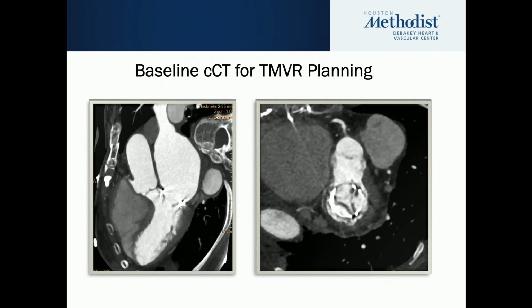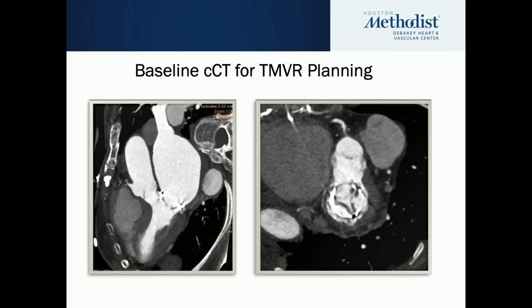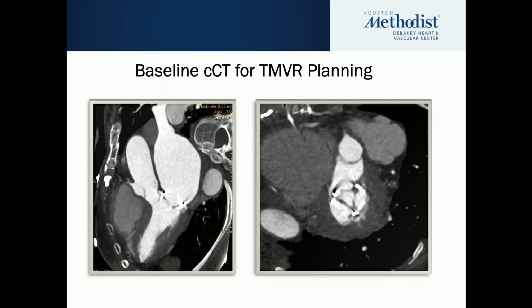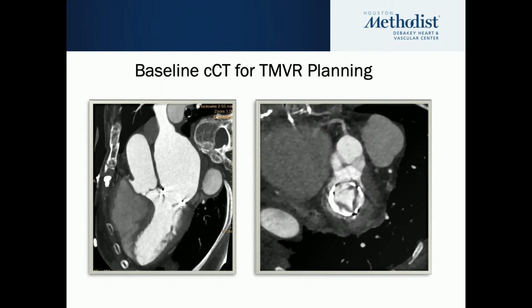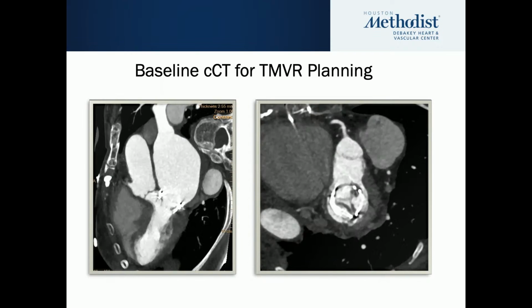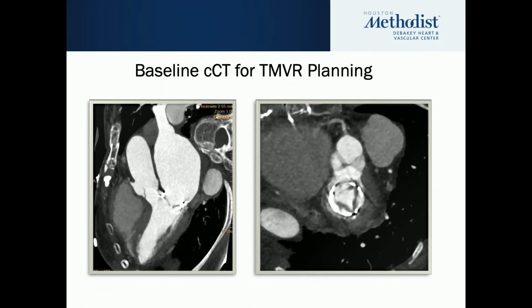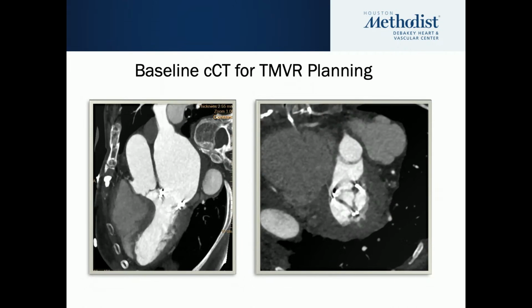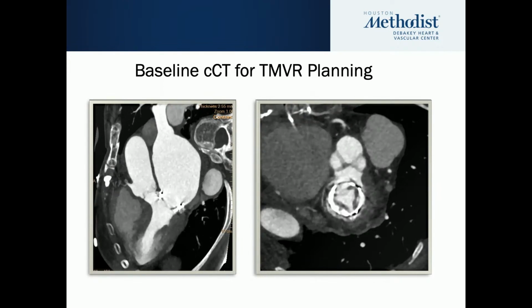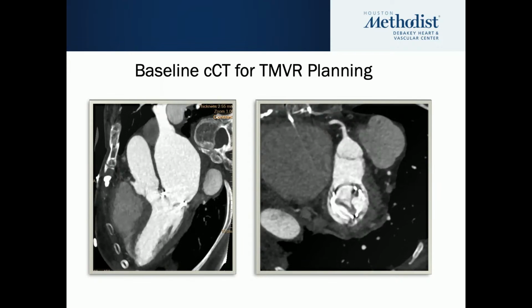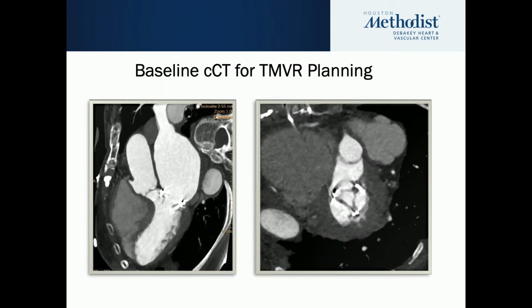So this was her gated cardiac CT. This is analogous to the 3-chamber view on the echo, and here we can see on the left hand panel a restricted opening of the prosthetic mitral leaflets, and we can also see that the anterior leaflets are causing some degree of obstruction of the LVOT.